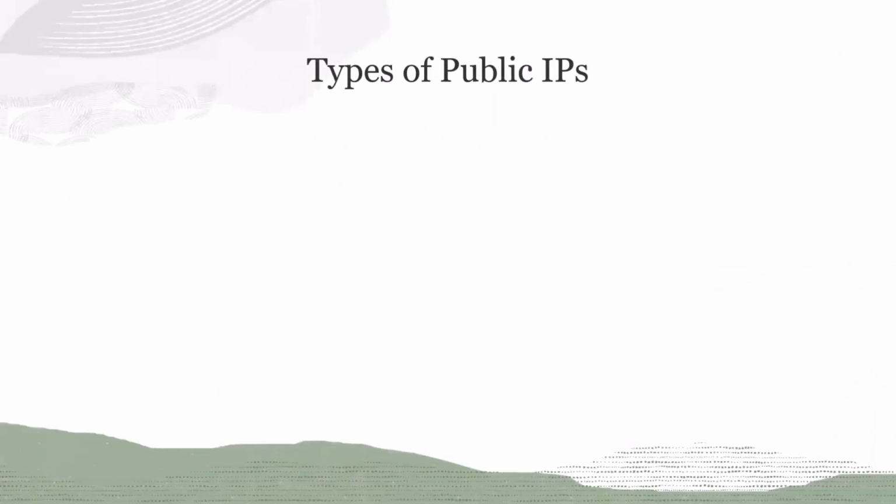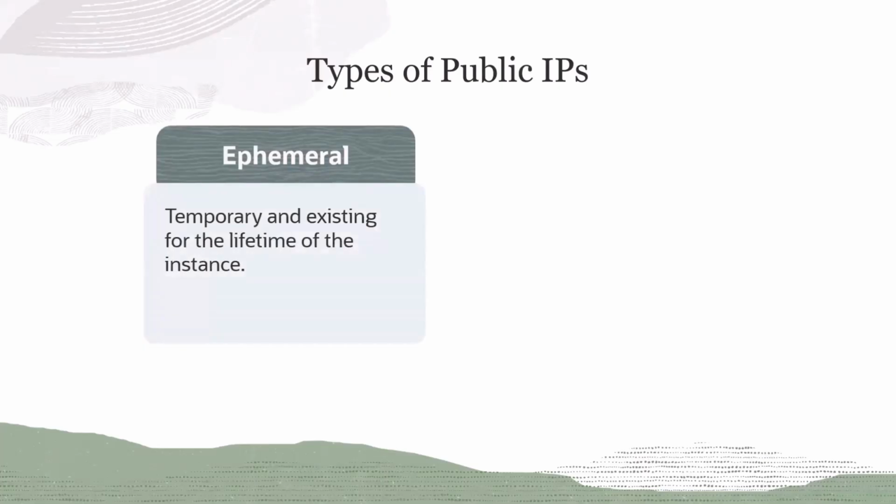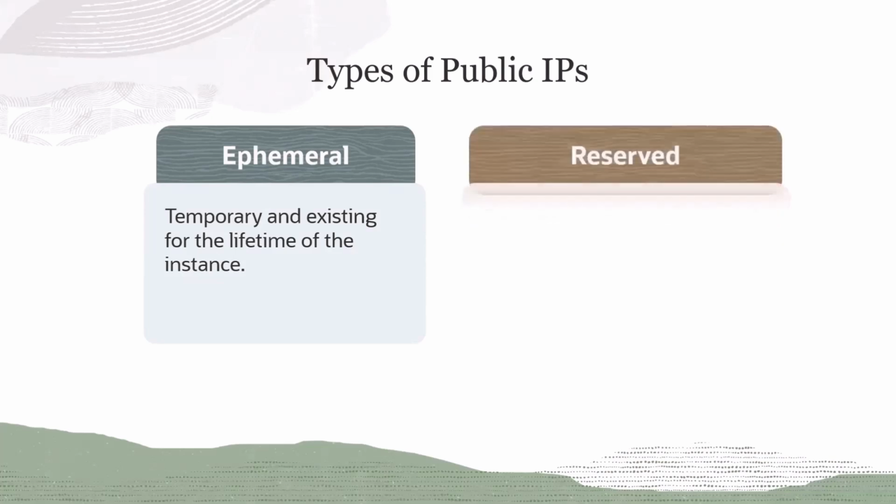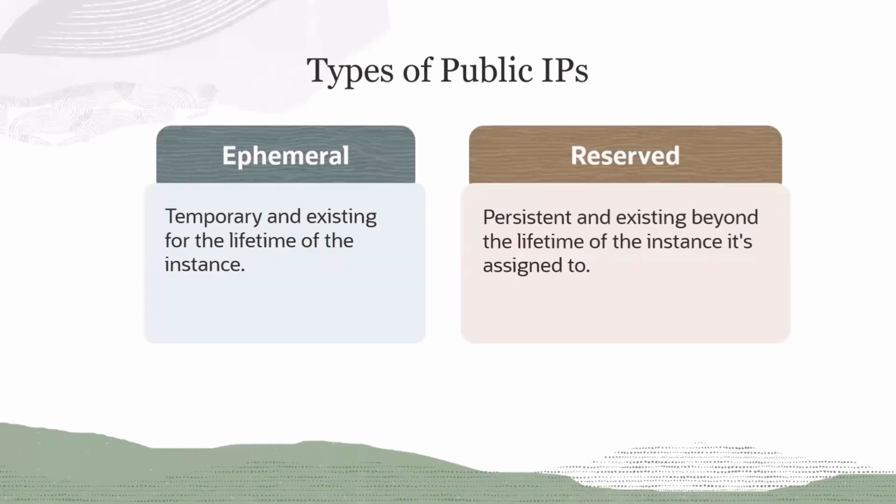We also discussed the different types of public IP addresses. The first one is ephemeral, which I mentioned is temporary and it goes away when you terminate the instance. The second one is reserved, that exists beyond the lifetime of the instance. So even if you terminate the instance, you can still have that IP address assigned to another resource. And the best part about this is there is no charge for using public IP address. Even if you have a reserved public IP address which is unassociated with any resource, still you are not going to be charged for it.